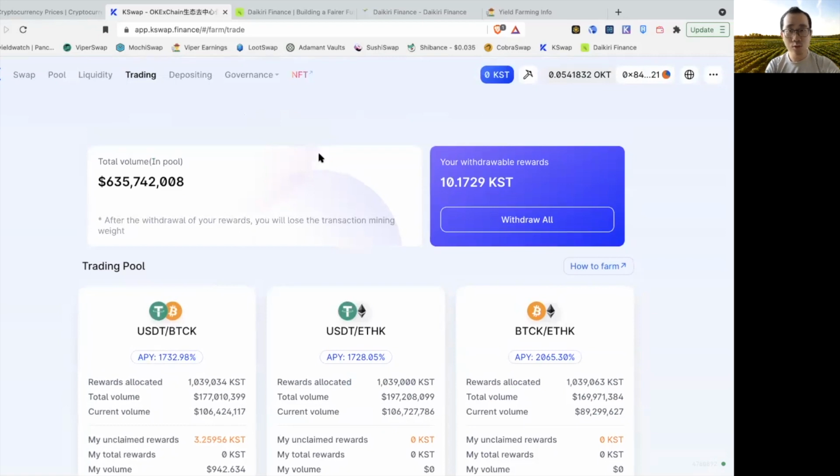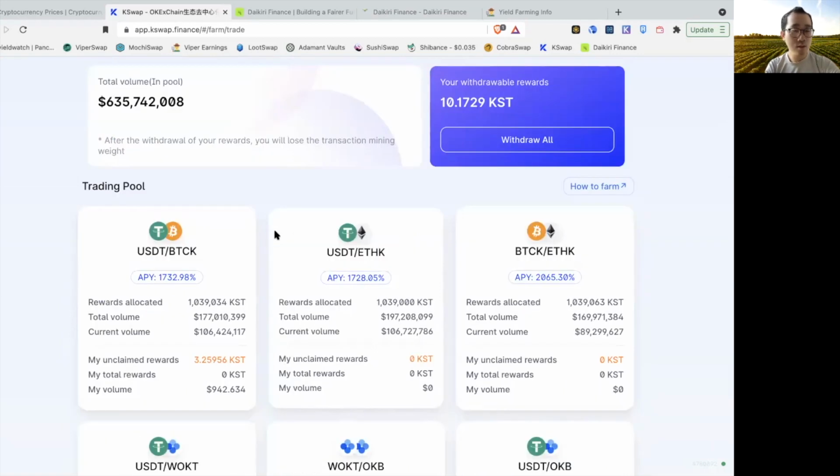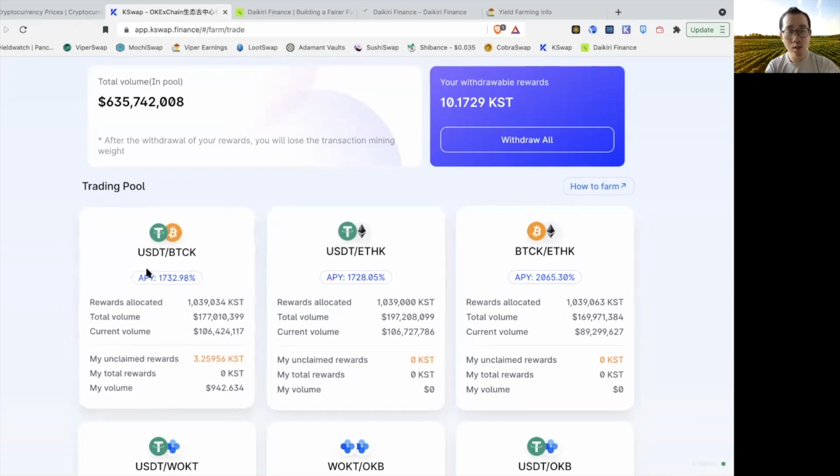However, once you withdraw your rewards, your volume resets back to zero. So that's something you need to take into account when using this mining pool. One other thing to take note of is that these APYs are not accurate. These APYs are probably calculated based on how much you would get if you were to take a given amount and swap it in the DEX until it reaches zero or a negligible amount.